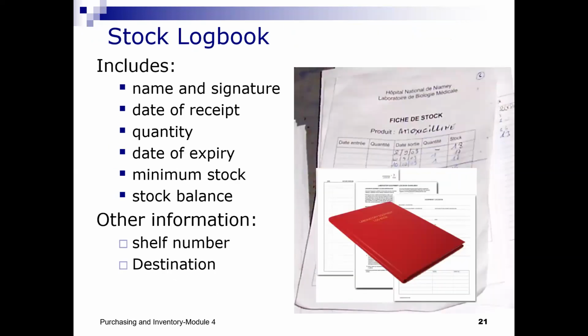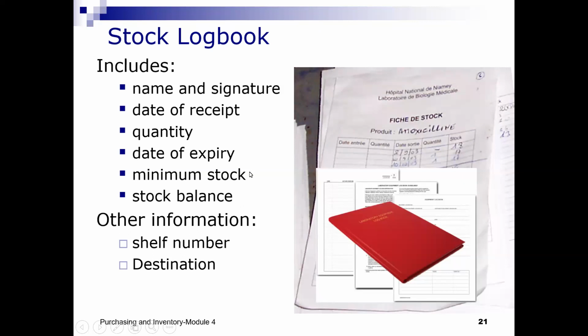So this is just an example of a stock logbook for amoxicillin, and it shows the name of the product here. It doesn't look like they've filled out all of the stock log sheet, but presumably there's a date it's arrived, the quantity, the date it's put into use, and how much is left in stock. So it's also helpful to have an expiry date.